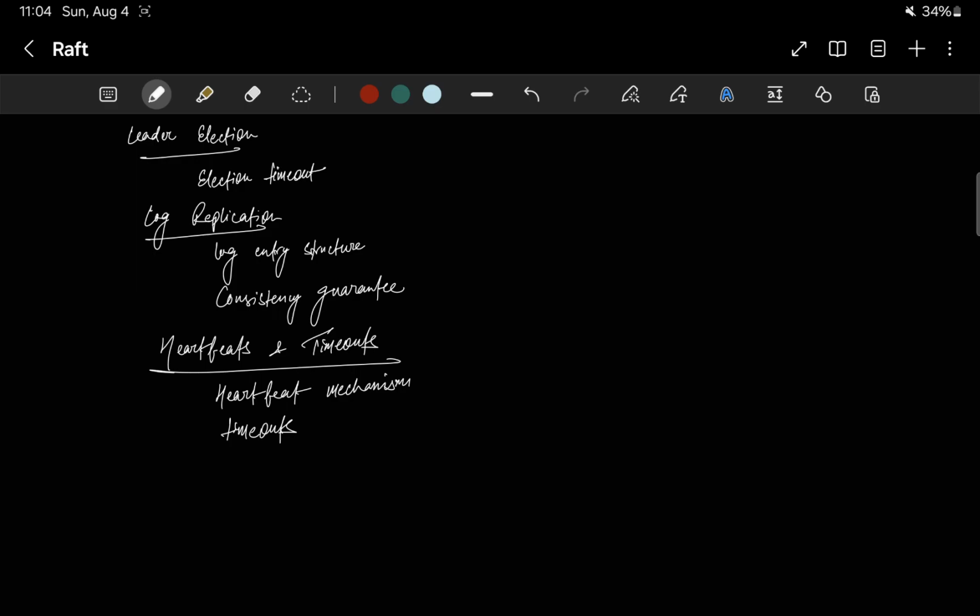Now let's talk about something called safety features in Raft. First one is the term-based approach.